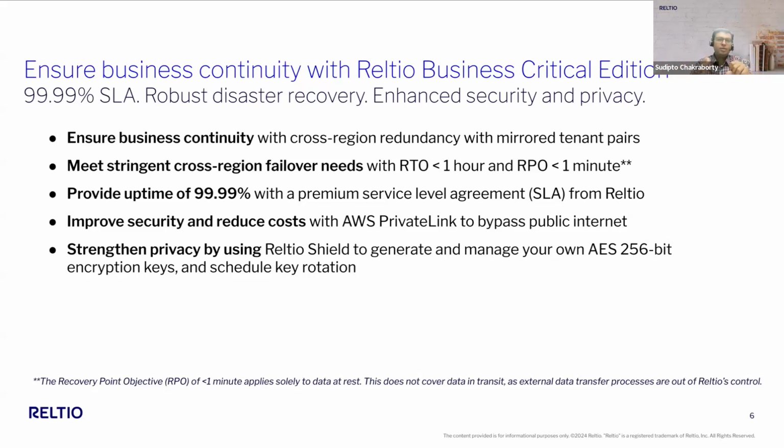And RPO less than 1 minute means almost no data loss. At most, under 1 minute of data could be lost in a failover scenario. And these are extremely tight metrics, trust me. To give a perspective, our standard platform typically has an RPO of up to 24 hours, whereas BC's RPO is near zero. Essentially, with BCE, you lose virtually no data if a region goes down. Anything committed up to a minute before the incident is safe. And you will be back online very quickly, which is the RTO within an hour.